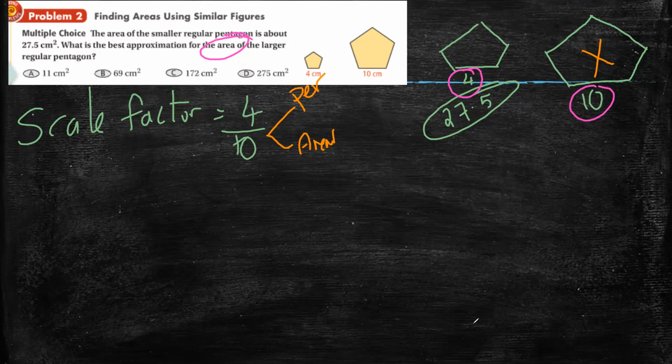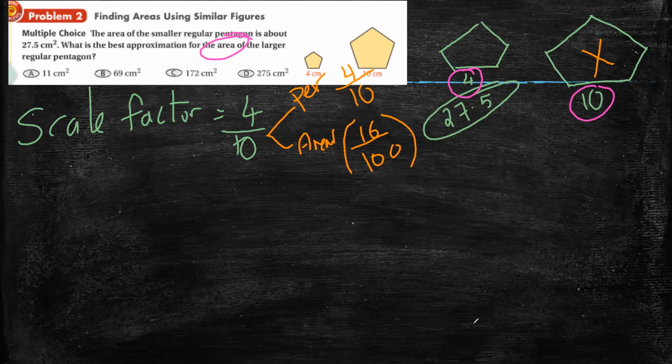For the perimeter, I keep it 4/10 because it is A/B. And for the area, I should square it. So it is 16 over 100, which is 4 squared over 10 squared, or A squared over B squared. The ratio for the perimeter is 4 over 10, and the ratio for the area is 16 over 100.